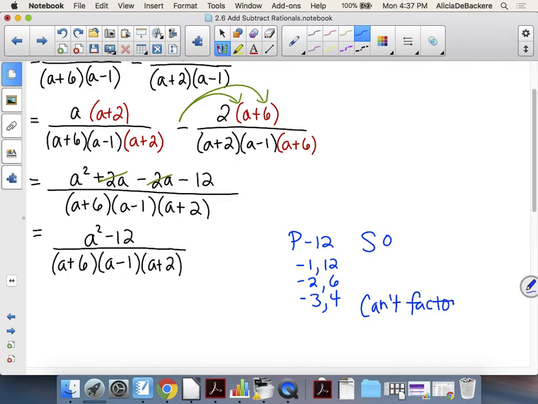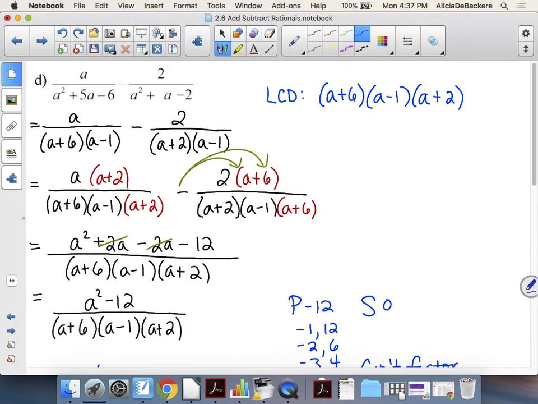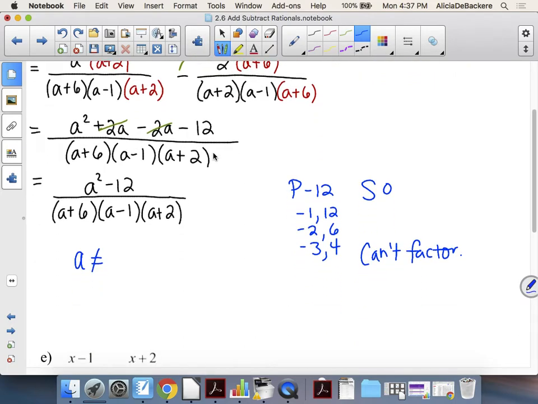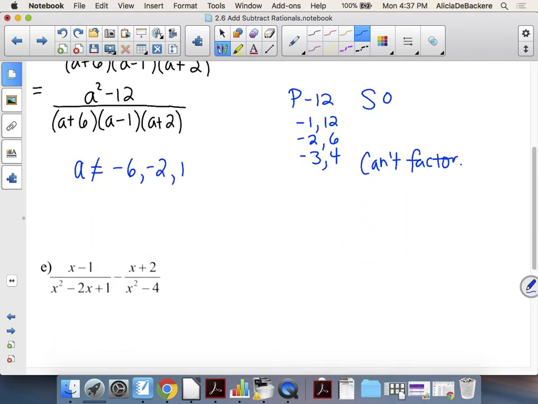And I'm done here. I just need to state my restrictions. So thinking about my restrictions, I'm thinking about my very first factored denominators. So don't worry about trying to figure out what the restrictions would be when it's unfactored. Go to the spot where you did factor them. So I can see here that a cannot be negative 6, a cannot be 1, a cannot be negative 2, and a cannot be 1, but we've already listed that. So I'm going to put those 3 in order from smallest to biggest. And I'm done with that question.